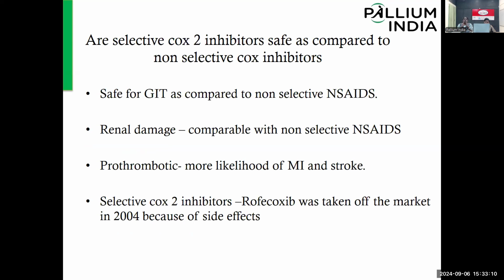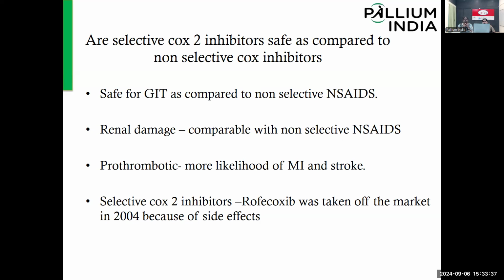Here in this slide, we are discussing whether selective COX-2 inhibitors are safe as compared to non-selective ones. Which is more safe, the non-selective or the selective COX-2? It is safer for the GIT as compared to non-selective NSAIDs. The selective COX-2 inhibitors are safe for the GIT, and for renal damage it is comparable with non-selective NSAIDs.